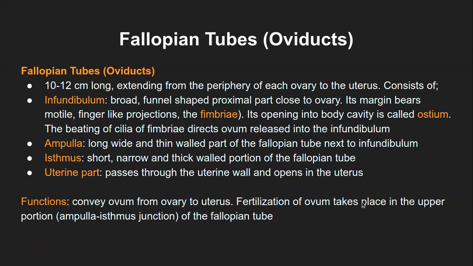So the fertilization of the ovum takes place in the upper portion of the fallopian tube, at the ampulla and isthmus junction. That's where the fertilization happens, and once fertilized, it enters into the uterus.